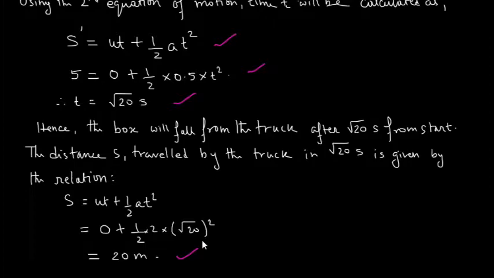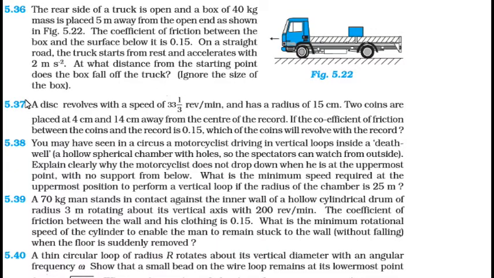Now let us see the next question. The next question is 5.37. A disk revolves with a speed of 33 1 upon 3 revolution per minute and has a radius of 15 centimeter. Two coins are placed at 4 centimeter and 14 centimeter away from the center of the record. If the coefficient of friction between the coins and the record is 0.15, which of the coin will revolve with the record? So let us see the solution part.